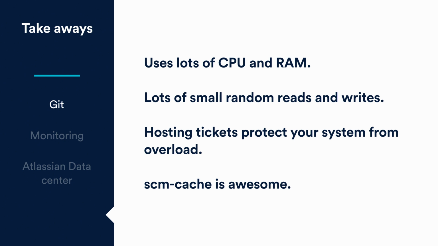Git uses lots of CPU and RAM. I think that's one of the things that I found most surprising about Bitbucket Server and the way it has to work around that. It also does lots of small random reads and writes. Hosting tickets protect your system from overload, and the SCM-CACHE is a really, really awesome feature.